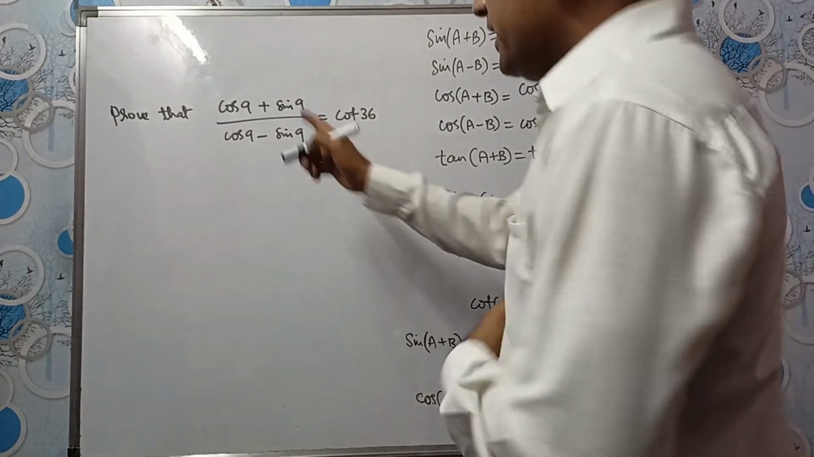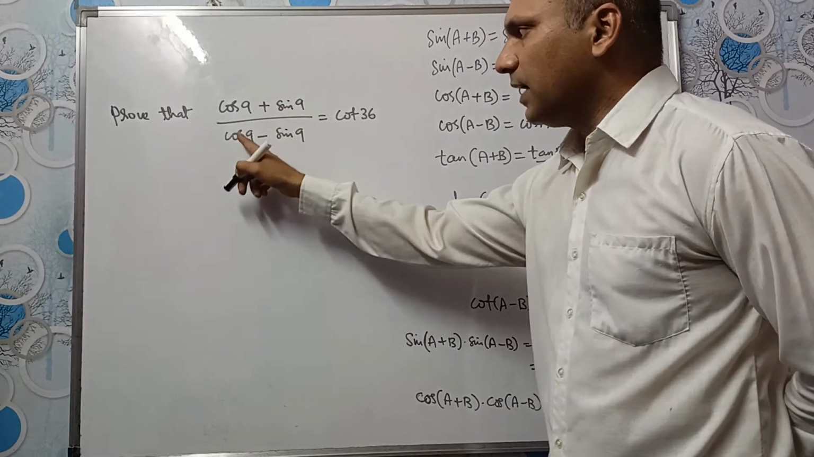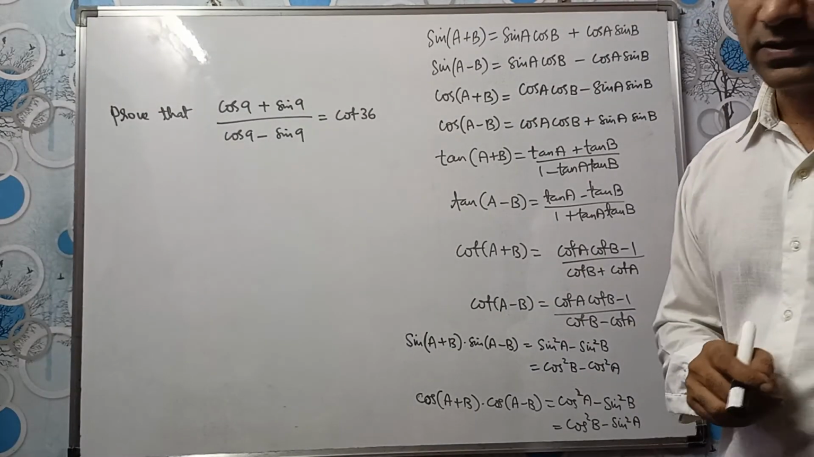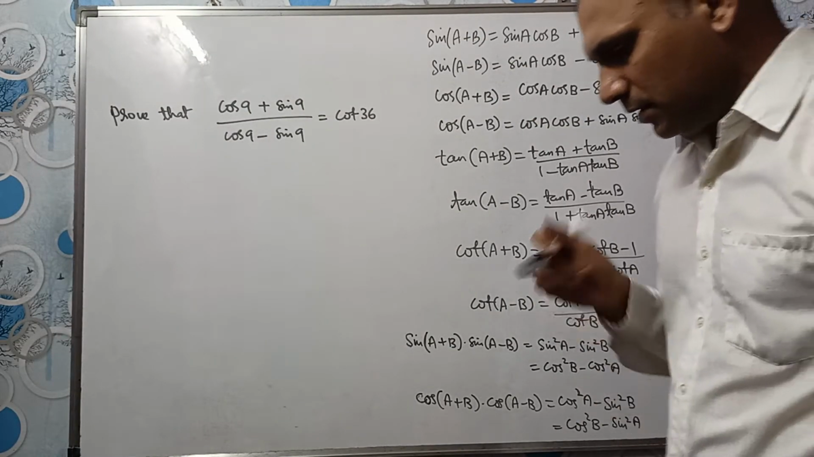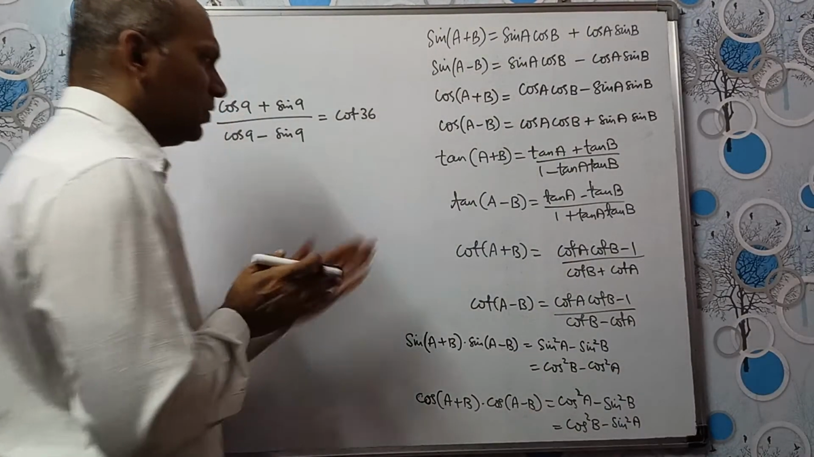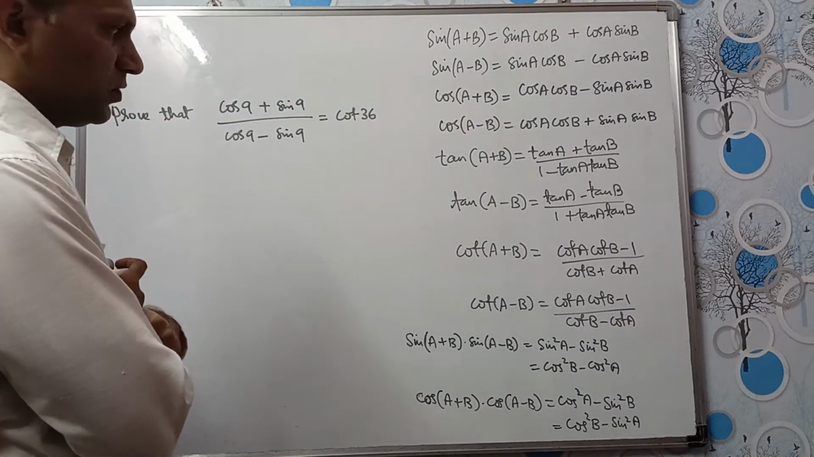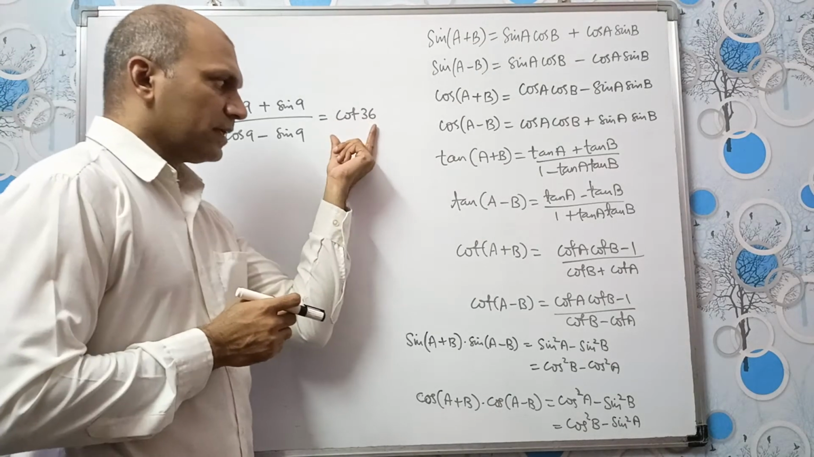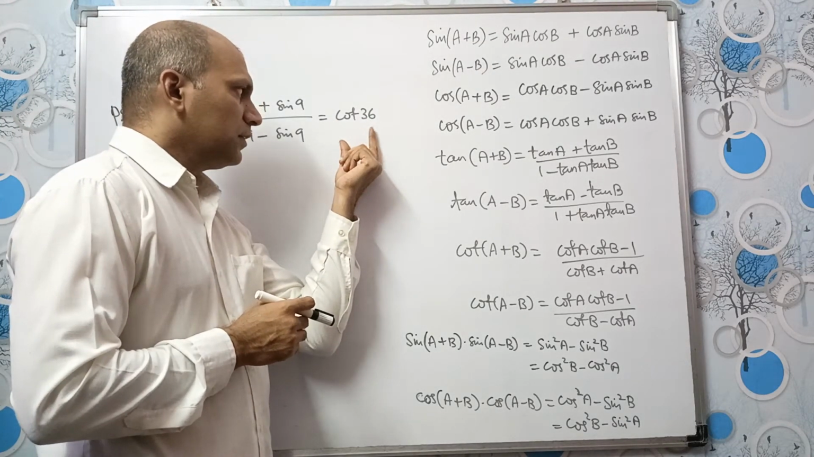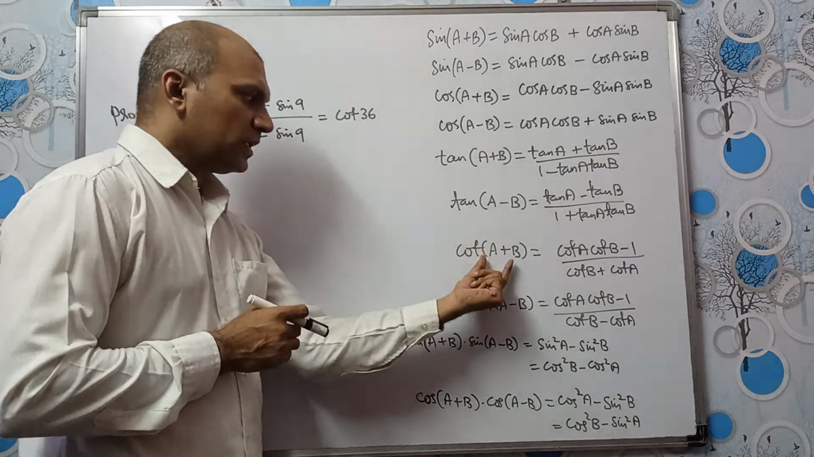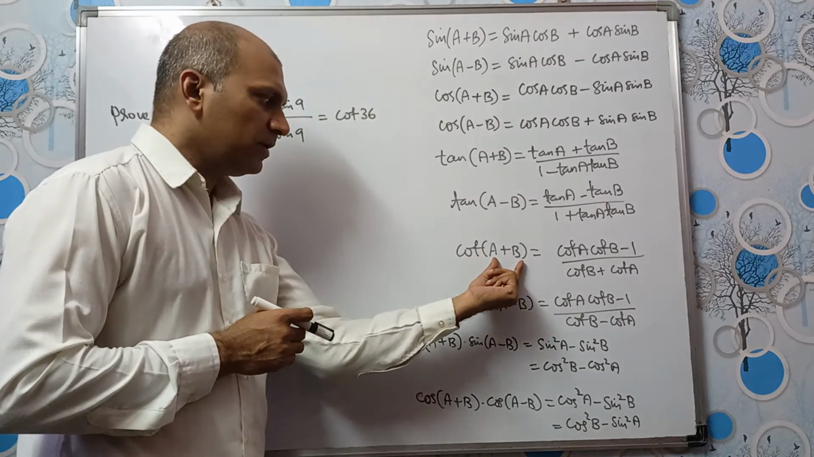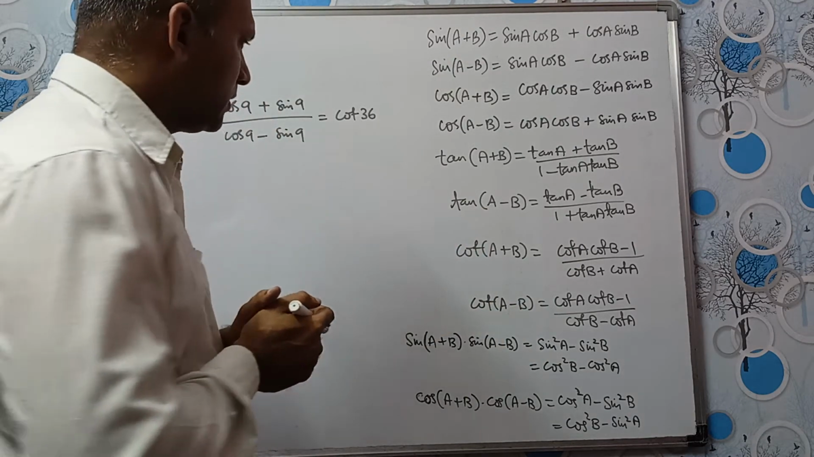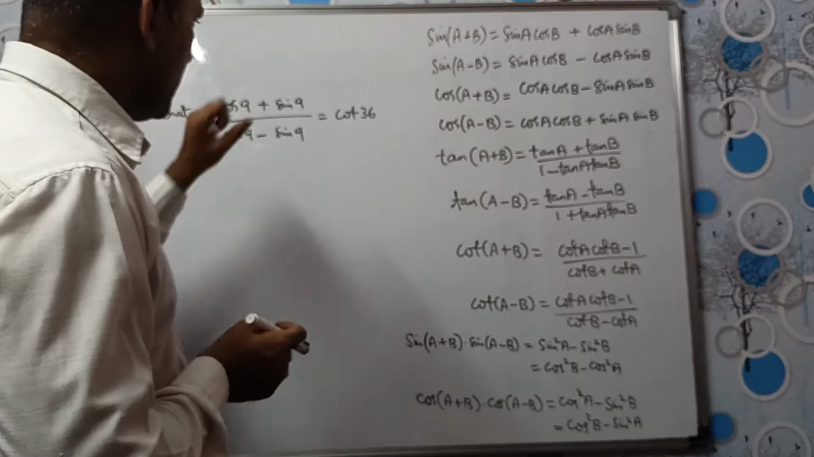Okay. We need to prove that (cos 9 plus sin 9) divided by (cos 9 minus sin 9) is equal to cot 36 degrees. Alright. How should we prove this using these formulas? We need cot 36, right? So can we use cot(a plus b)? A plus b should be 36, or a minus b should be 36, right? But we have 9 and 9 here.